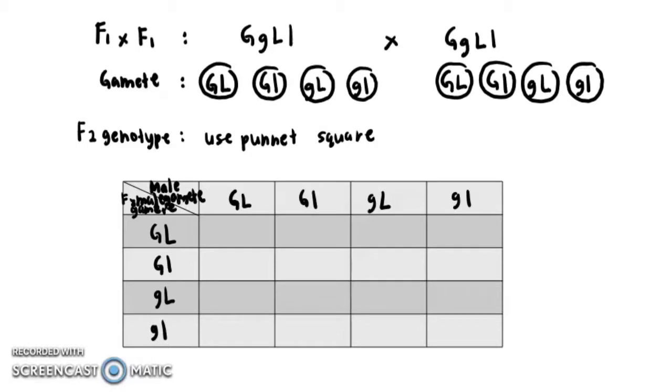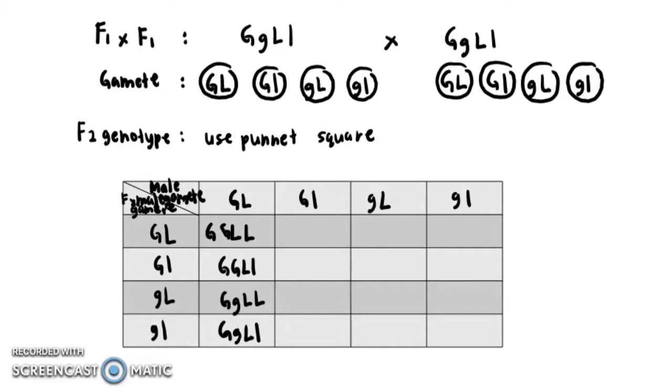And then you have to fill in the table based on the crossing between the gametes. So let's say for the first one, this one will become G besar, G besar, L besar, L besar. So this one G besar, G besar, L besar, L kecil. This is G besar, G kecil, L besar, L besar. And then this is G besar, G kecil, L besar, L kecil.